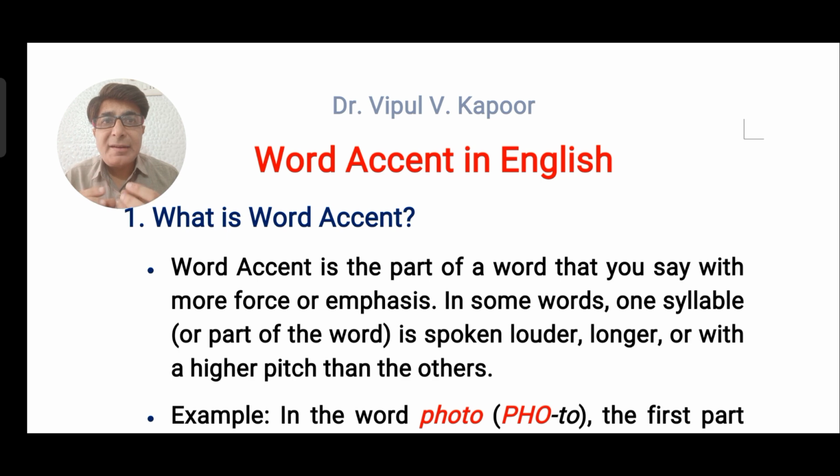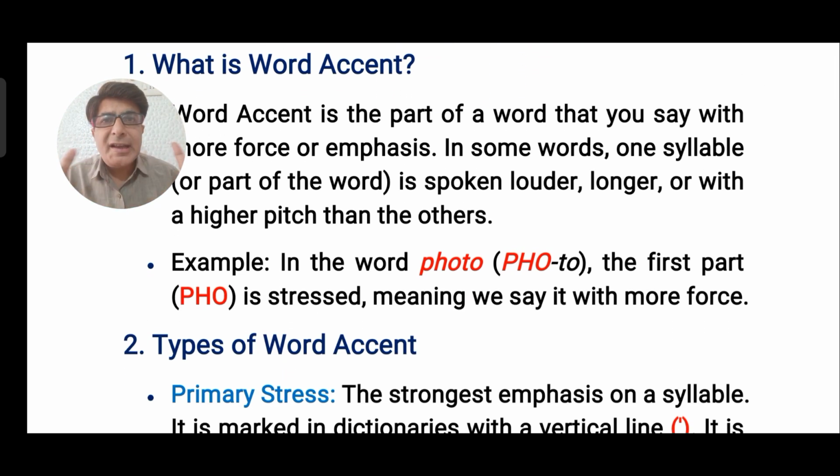So word accent means when a particular syllable of one word is spoken with some force, with some emphasis, that is called word accent. You take any word from the English language, some syllables are spoken with some force and some syllables are spoken in a lighter tone.